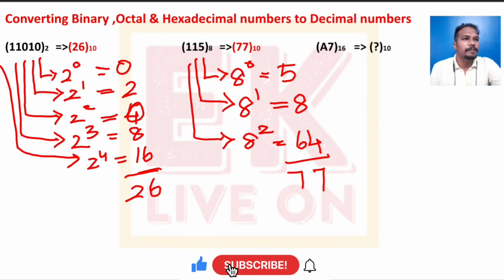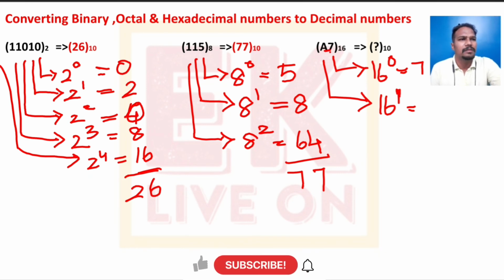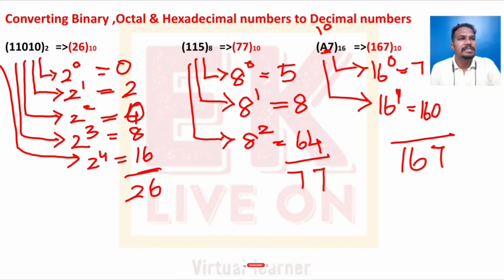And moving further, how do you convert this hexadecimal number to base 10, that is a decimal number? Same logic: last digit into 16 power 0 and the previous digit into 16 power 1. 16 power 0 is 1, 1 into 7 is 7 itself, and 16 power 1 is multiplied by A. What does this A value mean? We know that A value is nothing but 10, so it is 160. So the total value we get is 167, that is 167 to the base 10.